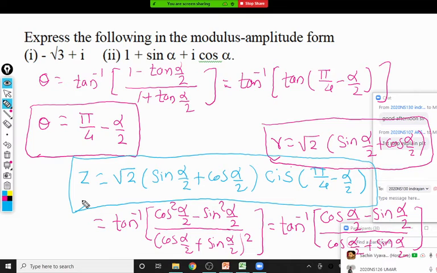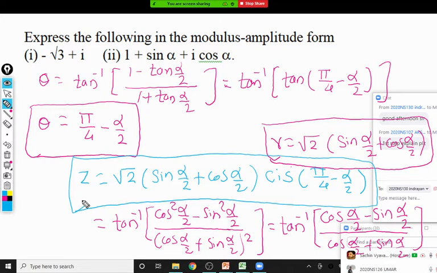Yes, any doubt here? I have a problem in this step, sir. R is equal to root 2 times sin alpha by 2 plus cos alpha by 2. Where was that already proved? Modulus, root of x square plus y square. Then how do we get sin alpha by 2 plus cos alpha by 2? That we already proved. We got root 2 into root of 1 plus sine alpha, and that is a trigonometric identity you have there.